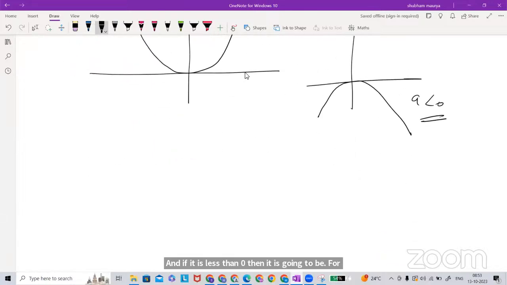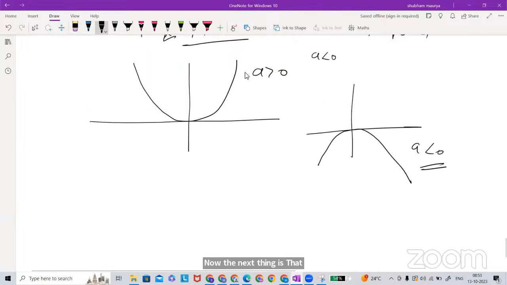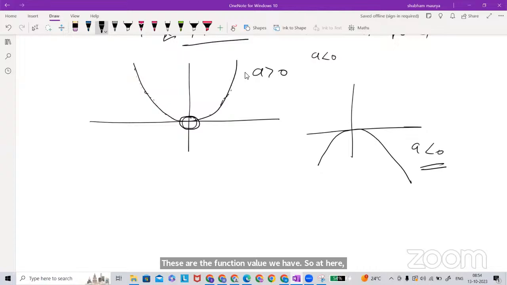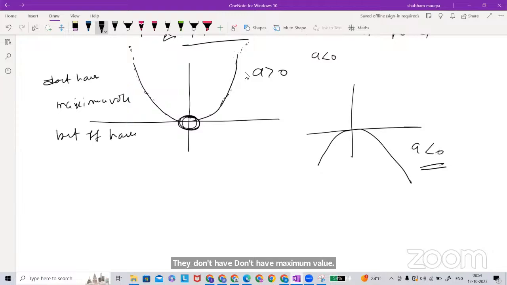Now the next thing is, in the quadratic, we are able to see that these are the function values. At this point it has a minimum value. When it is opening upward, the quadratic function has a minimum value. It doesn't have a maximum value. Why is it so? Because it is always increasing. So it doesn't have a maximum value, but it has a minimum value.